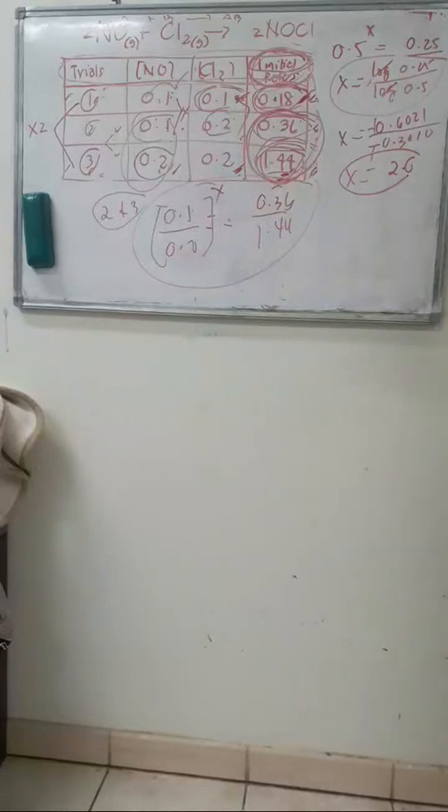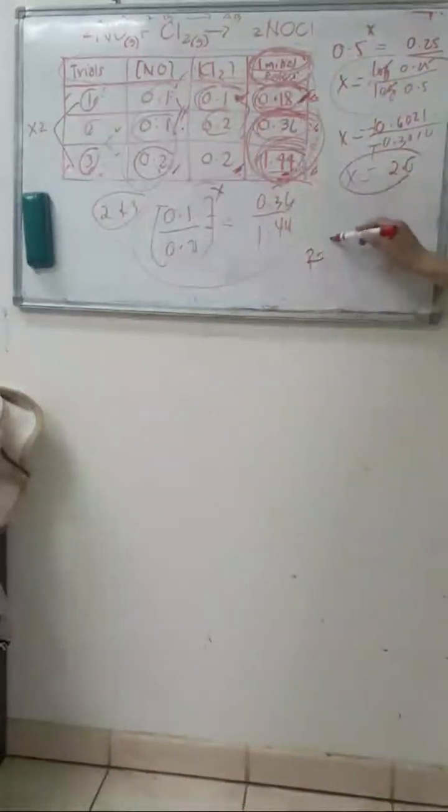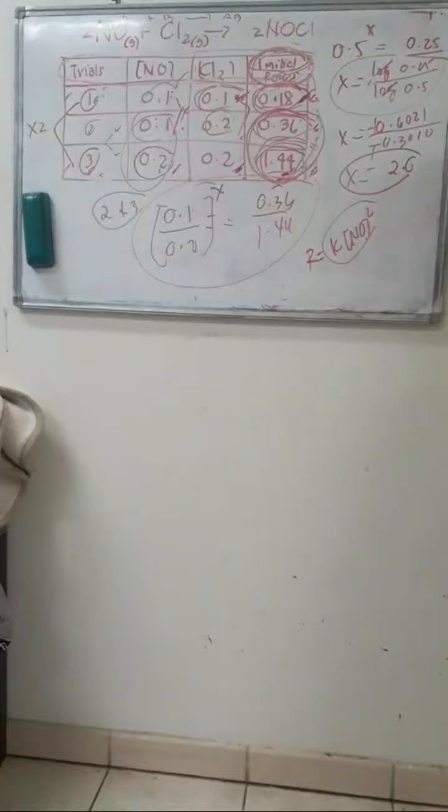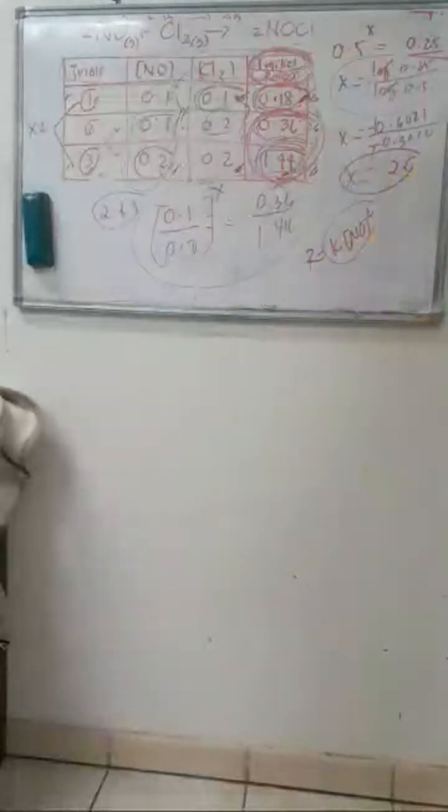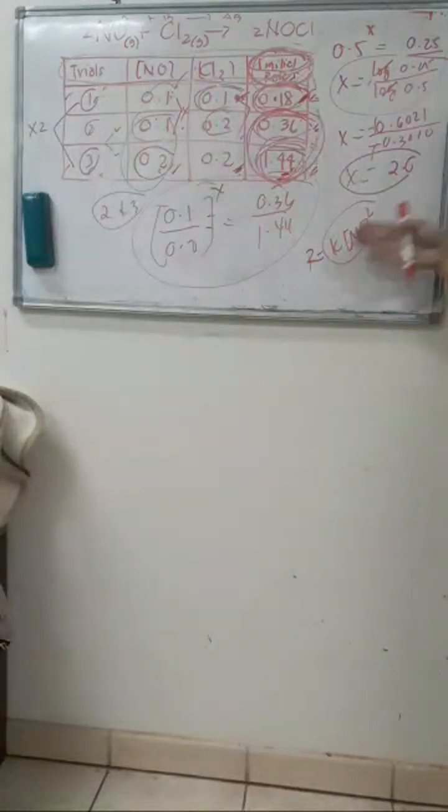Meaning to say, the order of your NO will be exponent 2 in your rate law. So rate equals k times NO raised to the power 2. The same as what we did in the first method, the same answer. If you want this, it's okay. If you want the other one, it's okay. It's up to you what to use. This one is lengthy, but it looks more certain.